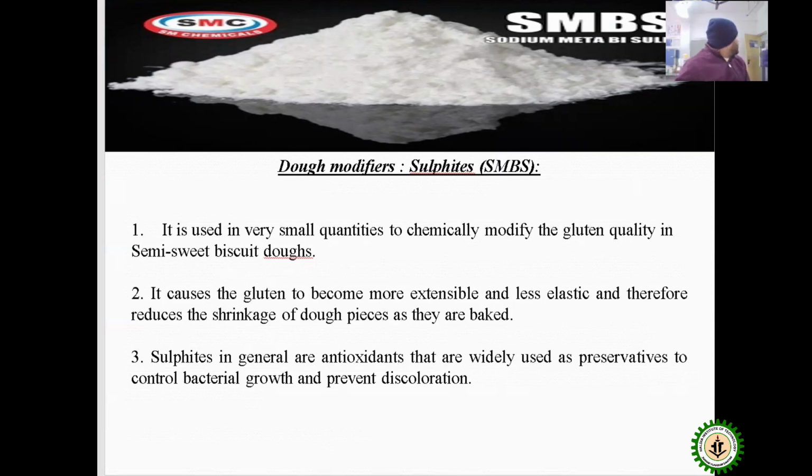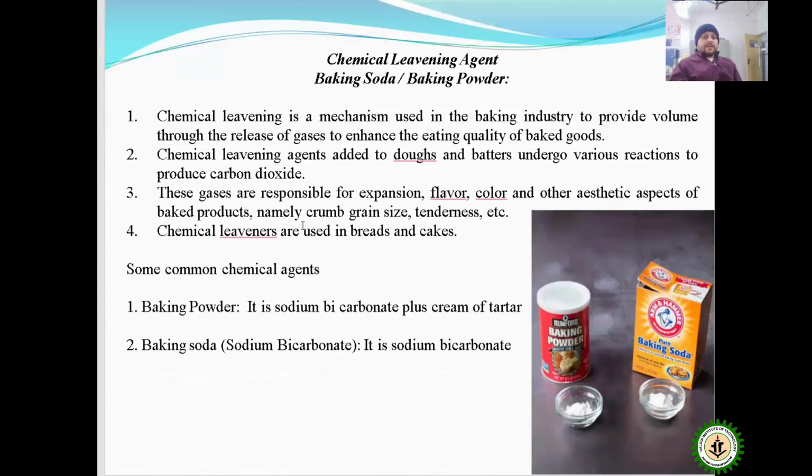So apart from these optional ingredients, there is another ingredient we basically use in the preparation of bakery items: baking soda or baking powder. Baking powder is basically sodium bicarbonate plus cream of tartar, and baking soda is sodium bicarbonate, and we use them as per our requirement for making different types of products.